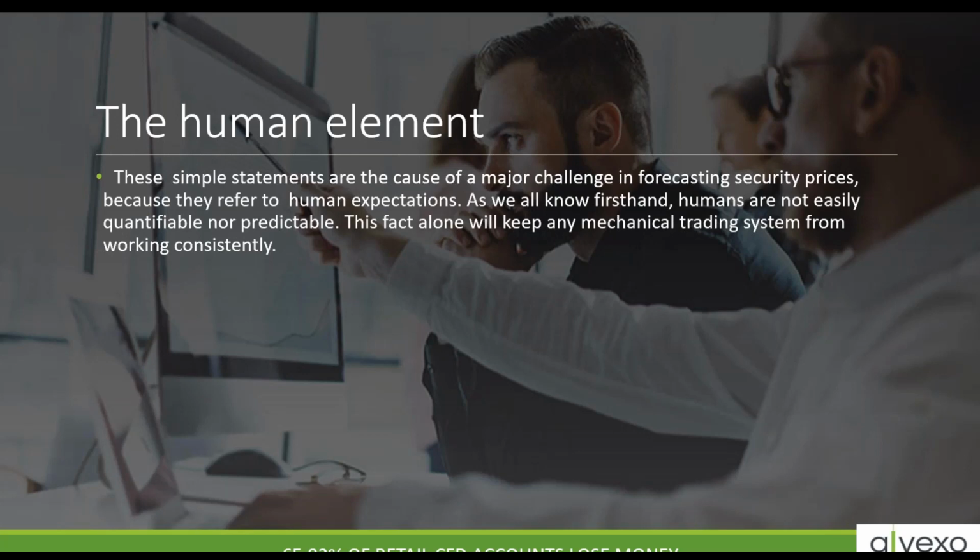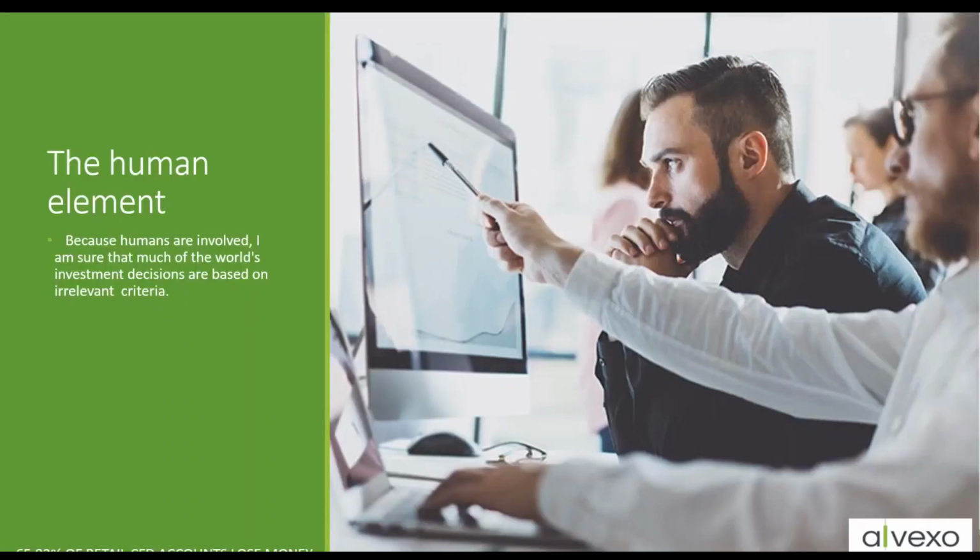So whether you find a bot, a scanner, an AI or an algorithmic trading system, they can't incorporate all of these human beings out there that are making decisions. How many people are there, and how are they reacting to Donald Trump's indictment? How are they reacting to Berlusconi's death? All of this has some implication on the market. So the human element cannot be ignored. So technical analysis is only a set of tools that we use to incorporate our own human elements. Because humans are involved, I am sure that much of the world's investment decisions are based on irrelevant data.